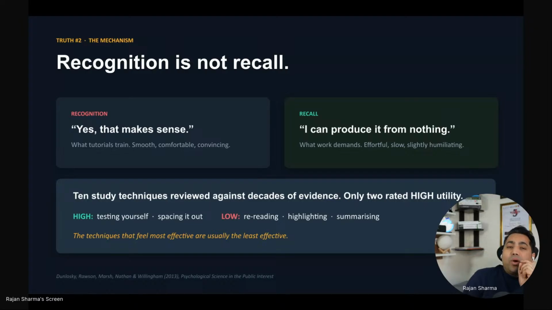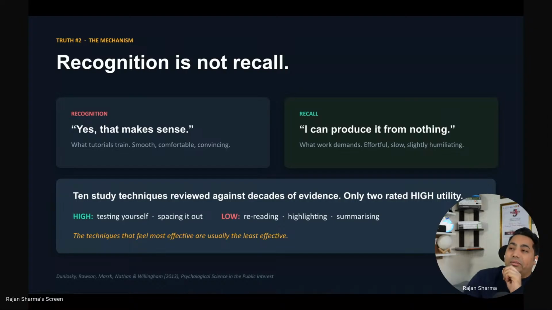So what you are experiencing is called recognition. Your brain is like, yes, that makes sense, which is a completely different mental operation from I can produce it myself. So such research has been done. There is one I found which is genuinely important. A team of psychologists led by John Dunlosky. I have the book, actually. This is a very good book.